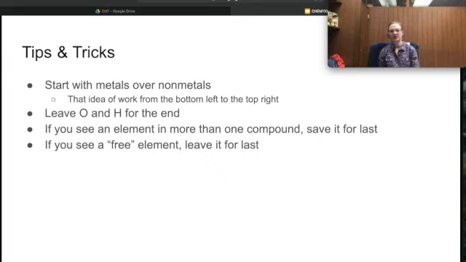Your life will just be easier. My answer to all of this is your life will be easier if you follow these tips and tricks. If not, I think you're going to get really frustrated by balancing chemical reactions really fast.